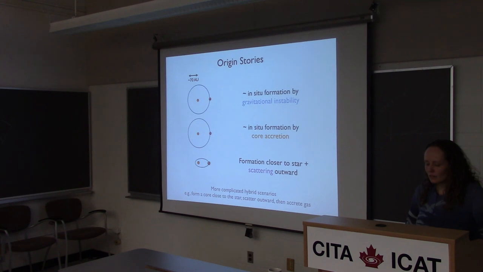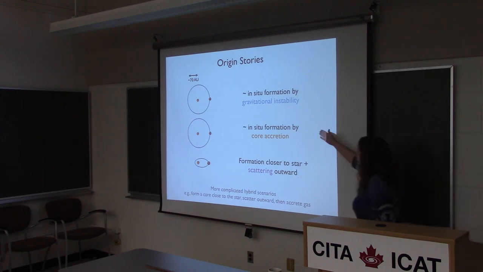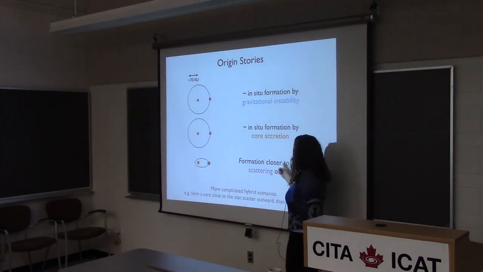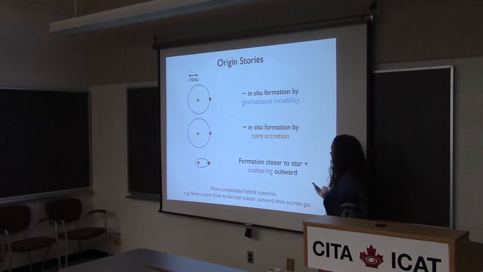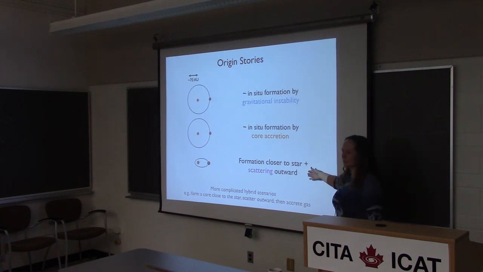All right. So let's talk about a few of these origin stories. They could be gravitational instability, core accretion. You could just say, well, these form closer to the star and scattered outward. This probably happens, in practice, it probably happens all the time. But for this system, I think this is hard.